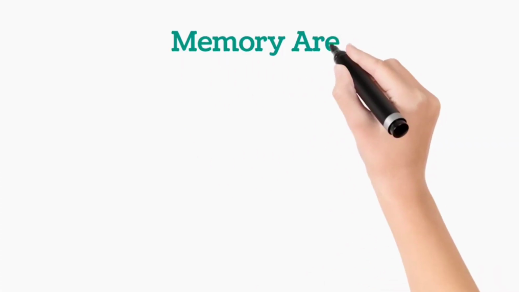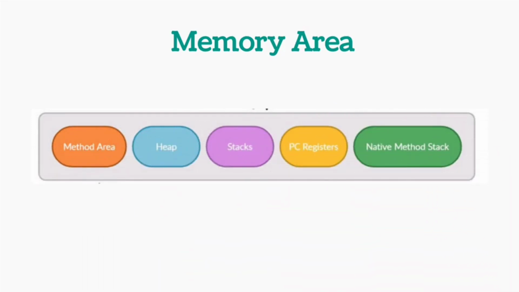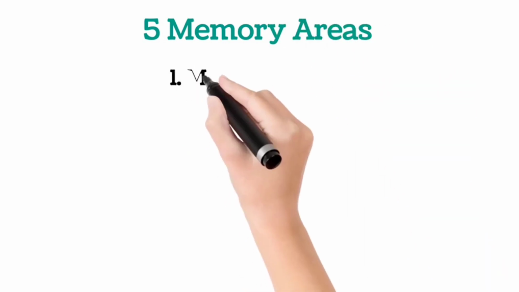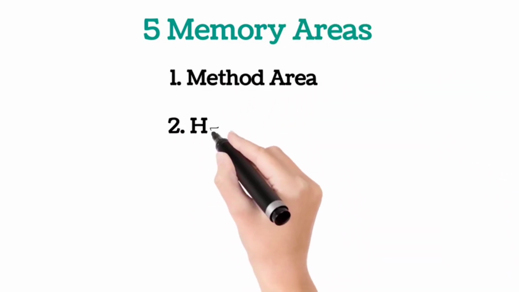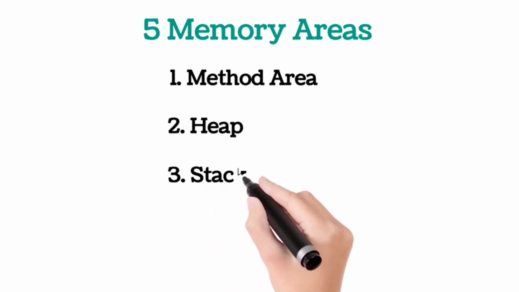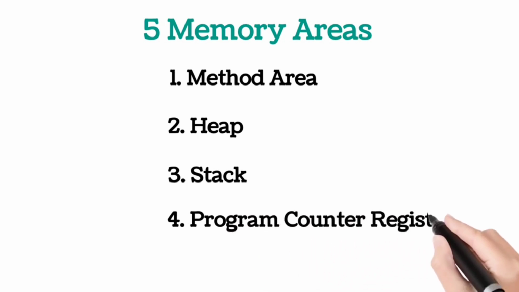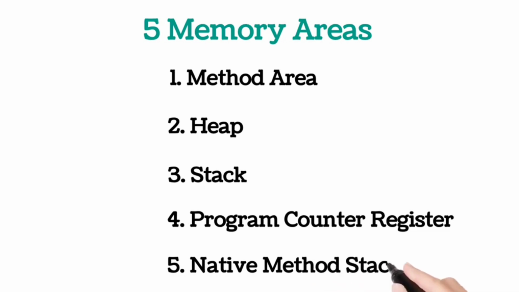Today we are going to discuss memory area. It has 5 components which we are going to discuss. The 5 memory areas are, the first one is method area, the second one is heap, third one is stack, fourth one is program counter register, and the last one is native method area or stack.